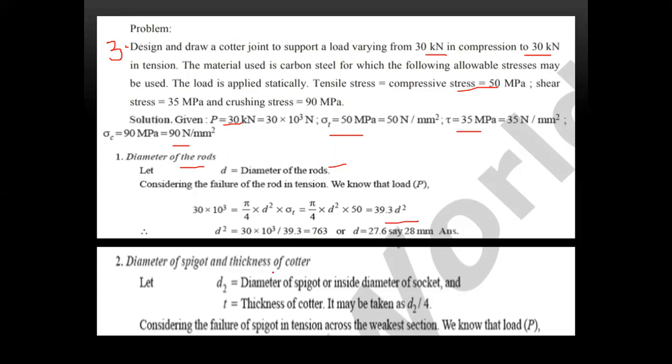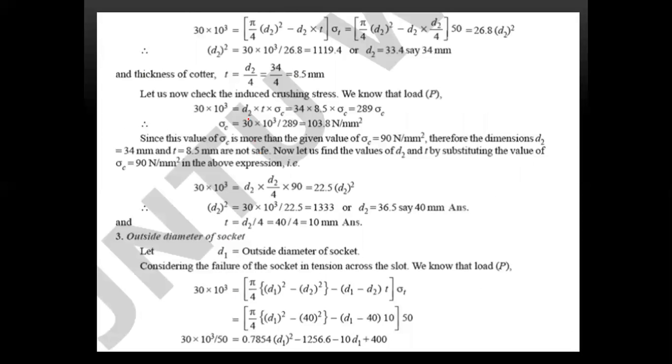Now the thickness of the quarter, T, is equal to values. Apply them. We are getting T value is equal to 8.5. Next, checking with that, we are getting crushing stress. So we are getting the D2 values and also T value. Then outside diameter of the socket, D1, is equal to outside diameter of the socket.